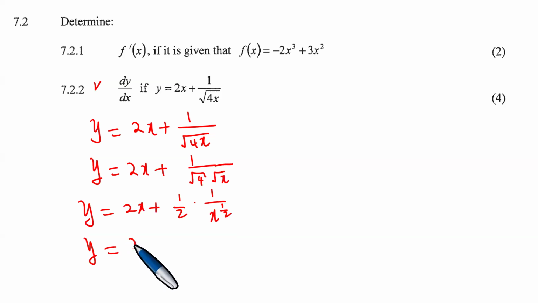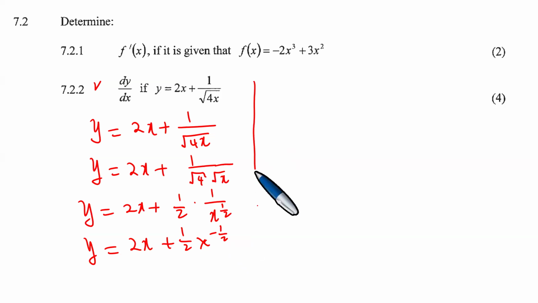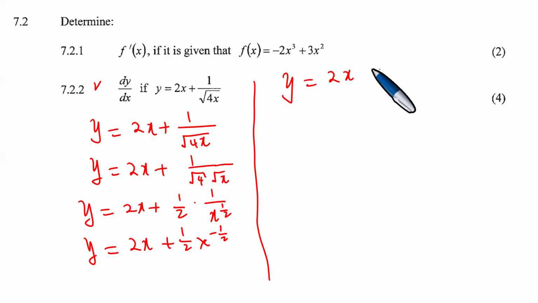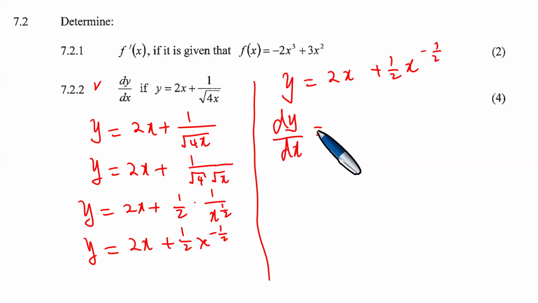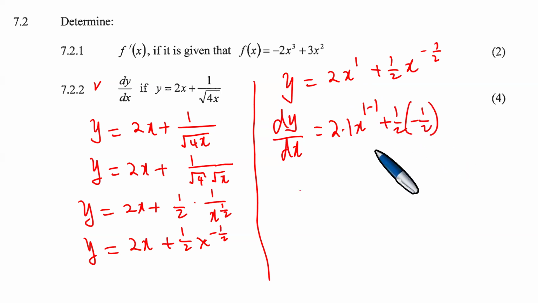At this point we're able to observe that here we have 1/2 x to the minus 1/2, meaning y is twice x plus 1/2 x to the minus 1/2. Pay attention to this. Now, dy/dx equals, what is the derivative of 2x? There's no power on the x, so make it 1. And we drop the 1, subtracting 1 from 1.